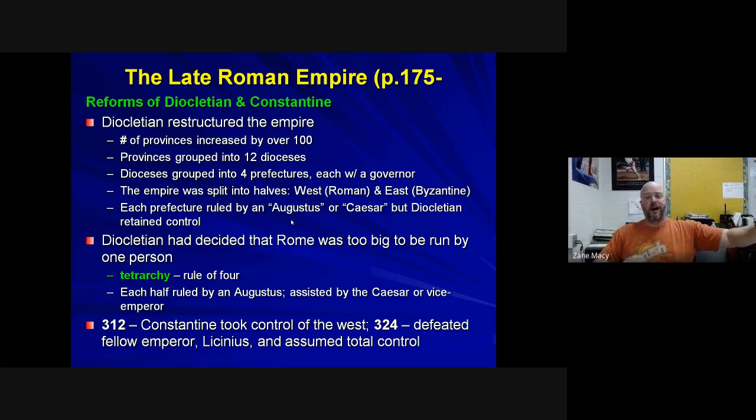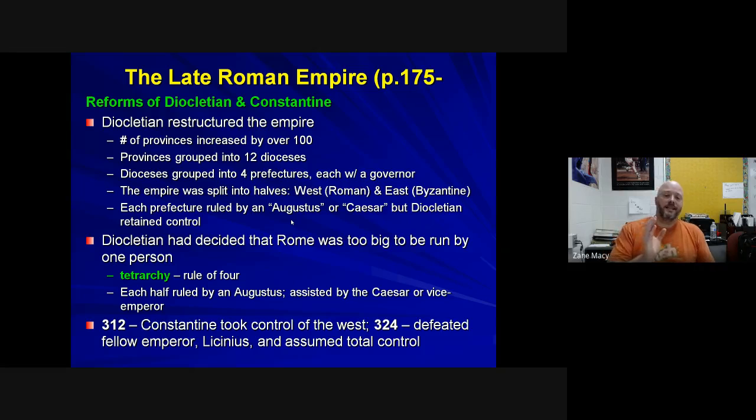You have the Western Empire, the Roman Empire. You have the Eastern Empire, the Byzantine Empire. Byzantium was a Greek city in the east, in modern-day Turkey, modern-day Istanbul. Now, each prefecture was ruled by an Augustus or a Caesar, but Diocletian retained control of the empire.